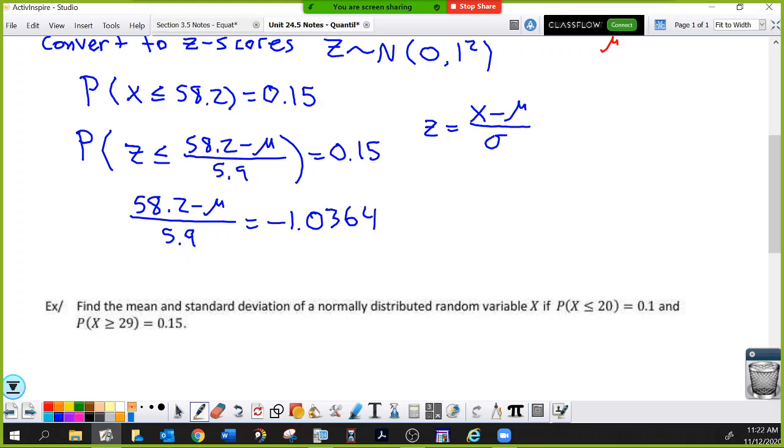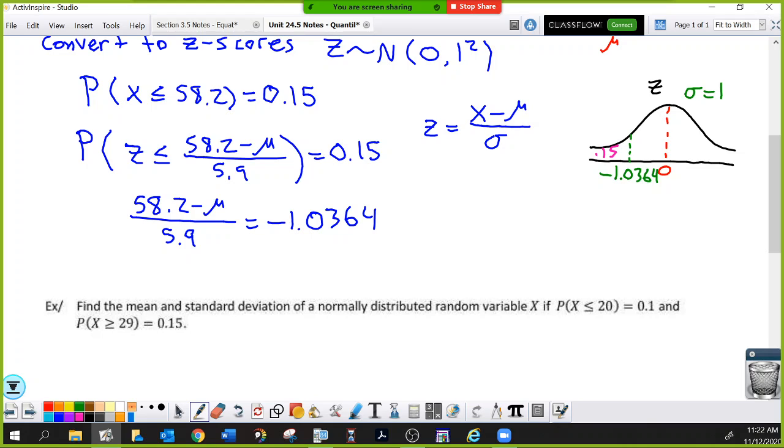Before I go any further, let me draw what I just did. This is the z distribution. On the z distribution, your mean is 0. Your standard deviation is 1. We just found that the z-score of negative 1.0364 has 15% of the data to the left of it. So we just found a z-score associated with the area of 15% to the left.